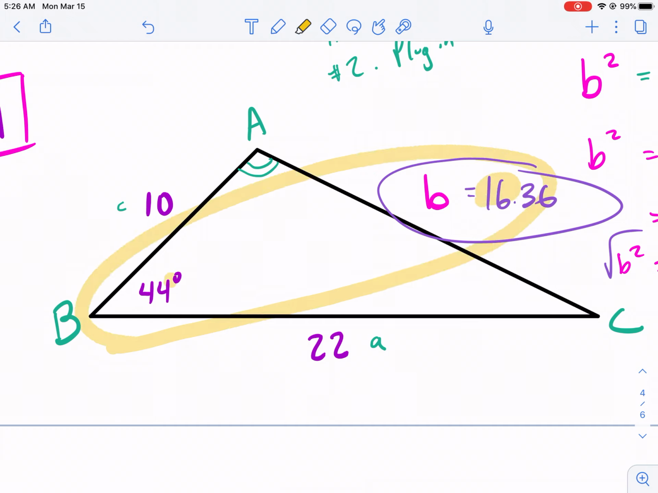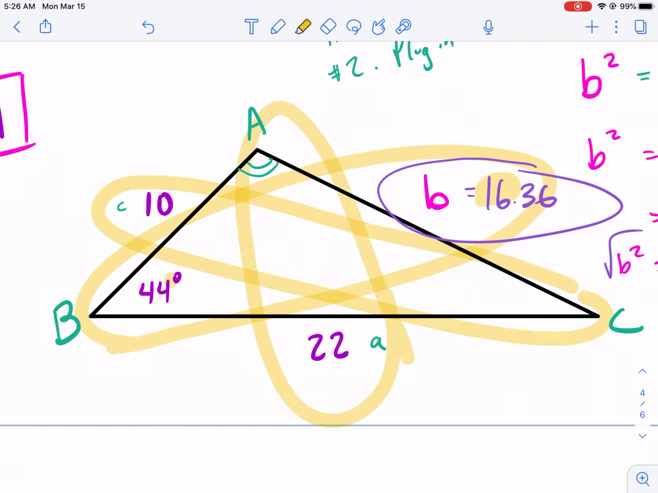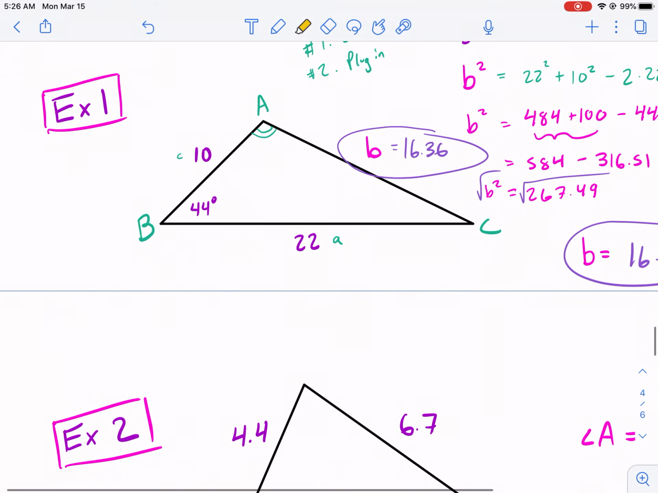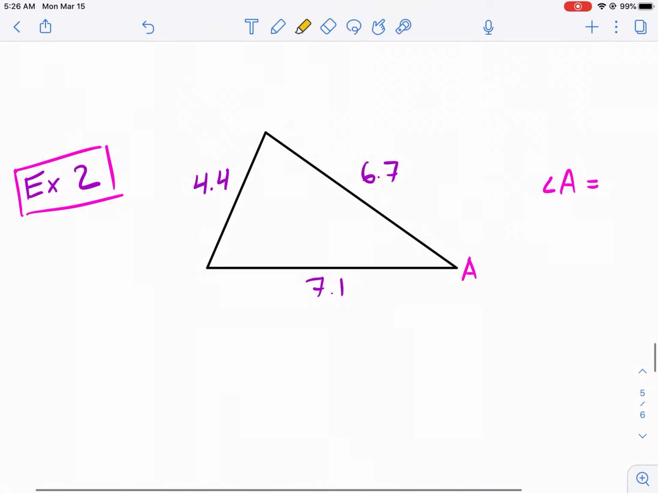We only had one piece, and then we'd have either one piece here or one piece here, which you can't use law of sines for because you need at least 3 out of the 4, not 2 out of the 4. So you can't use law of sines there. Law of cosines has to be used.